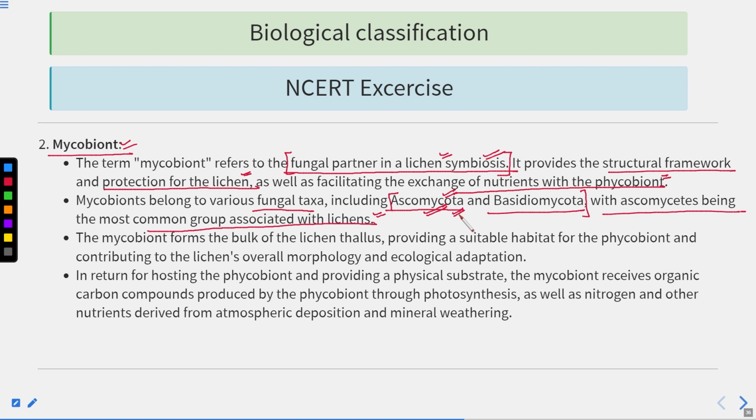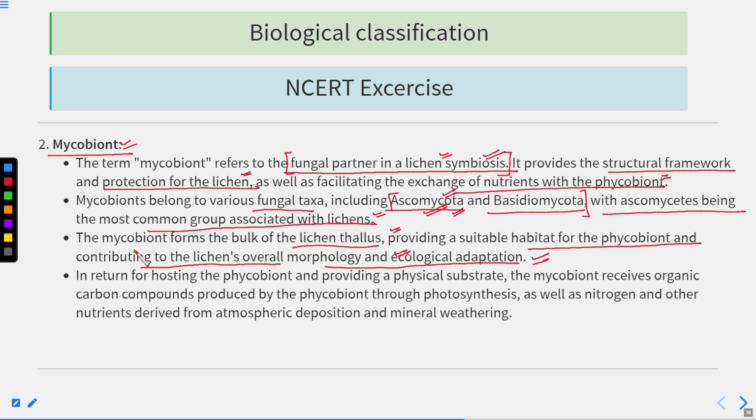The microbiome forms the bulk of the lichen thallus, providing a suitable habitat for the phycobiont and contributing to the lichen's overall morphology and ecological adaptation. So, this is the morphological and ecological adaptation that is provided by these lichens.